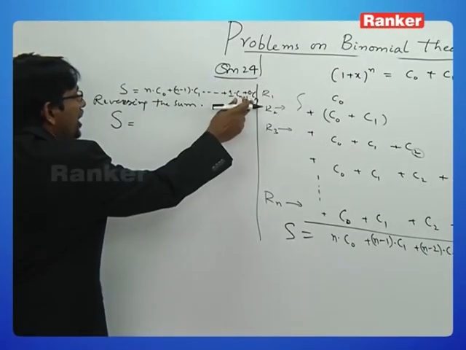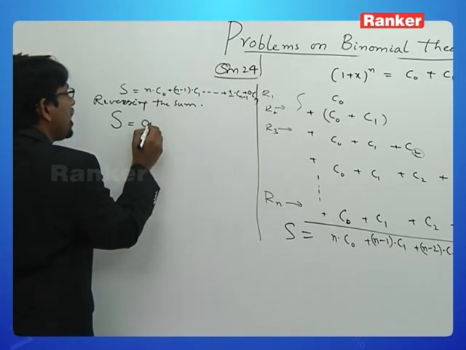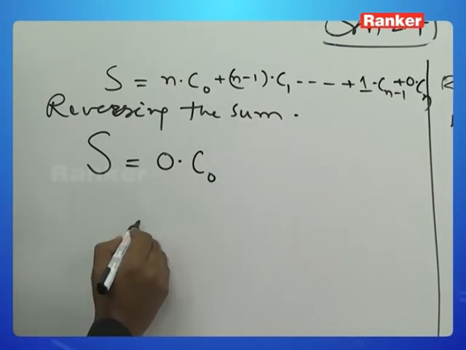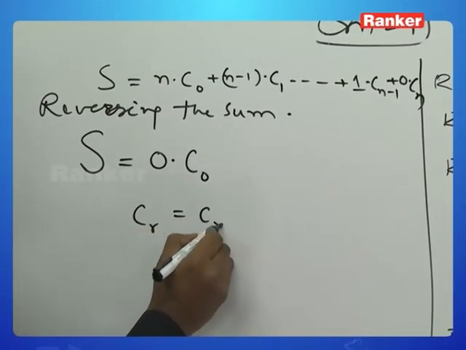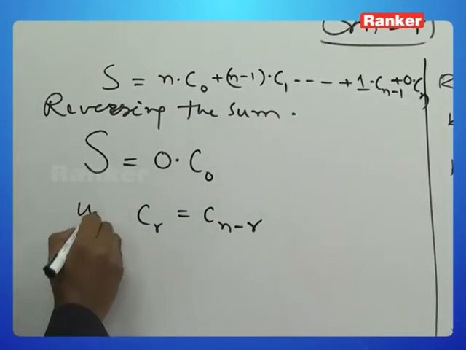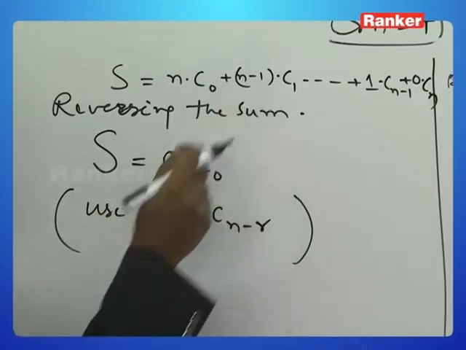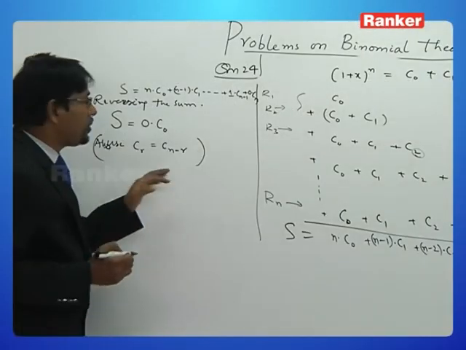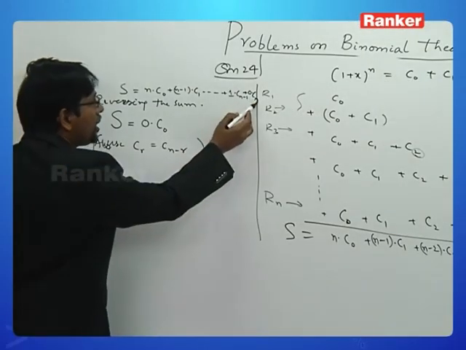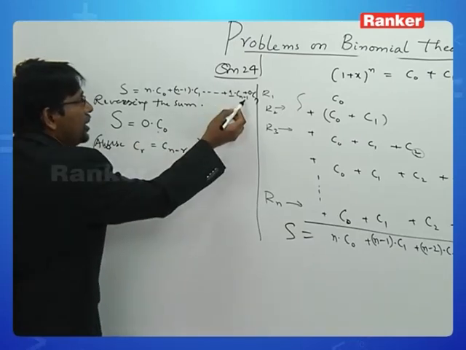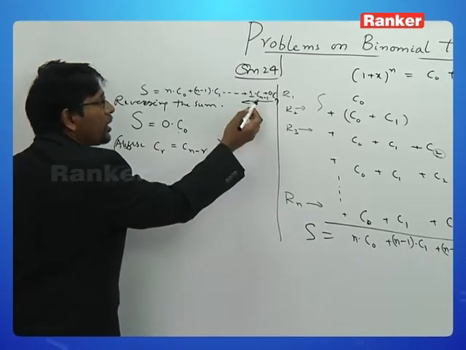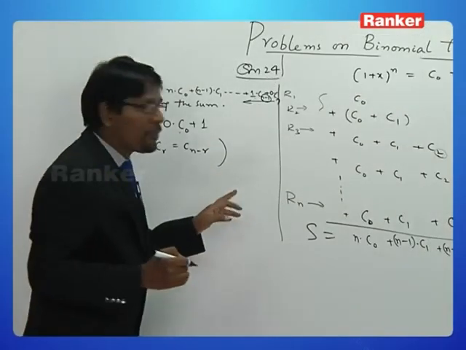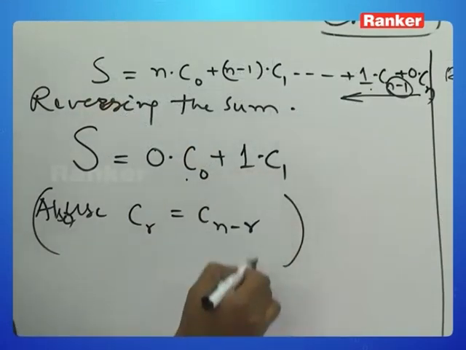0 into Cn, but when I am writing Cn, I am going to write it as C0, because Cr is same as Cn minus r. Use this. So reverse the sum and also use the fact that Cr is equal to Cn minus r. So Cn is written as C0. Next, this term, we are moving from here, 1 into, what should I write Cn minus 1 as? C1. So 1 into C1.